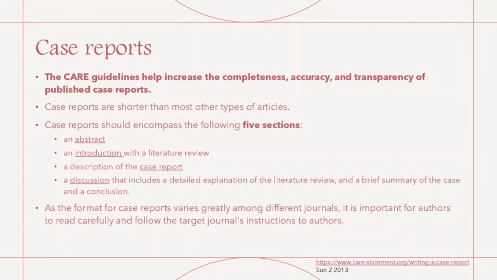Case reports are shorter than most other article types, and they should have 5 main sections. First of all, they have an abstract, then they have an introduction with a short literature review, then they have the main body of the manuscript, which is the case report per se, and then they have a discussion, which includes a detailed explanation of the literature review that you did before, and a brief summary of the case and conclusion.